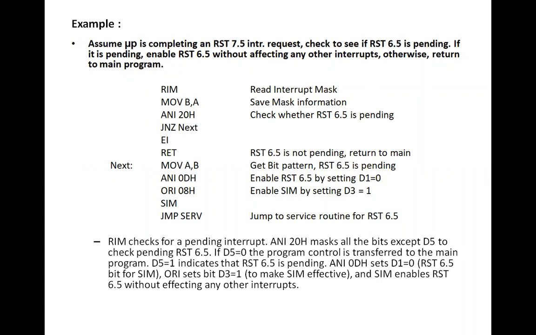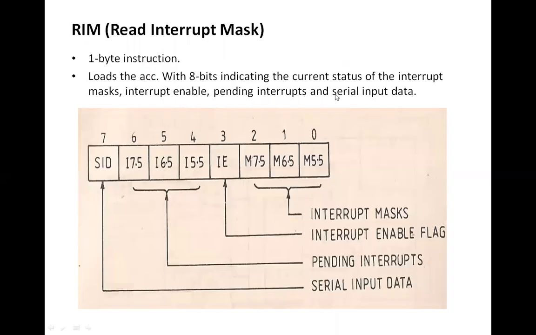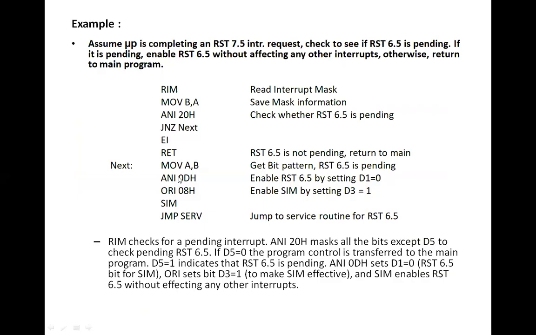The problem says: assume the microprocessor is completing an RST 7.5 interrupt request. Check to see if RST 6.5 is pending. If it is pending, enable 6.5 without affecting any other interrupt. Otherwise, return to the main program. So while the microprocessor is entertaining 7.5, we can use the instruction RIM to read the interrupt mask, whether any interrupt is pending or not. If any one of these bits is 1, it means it is pending.